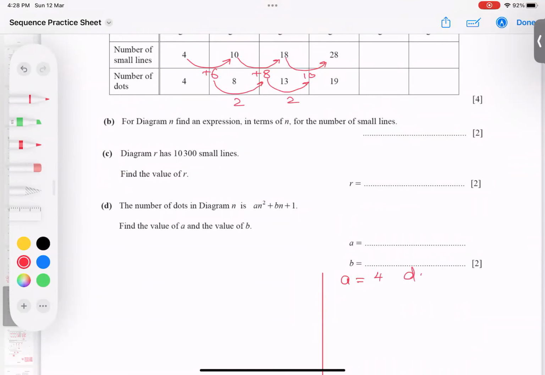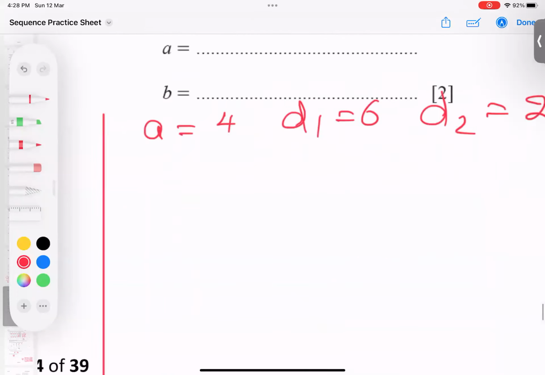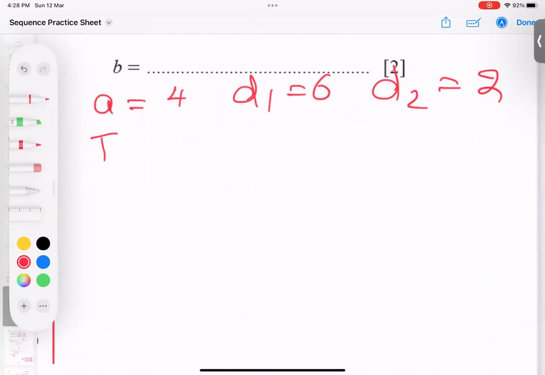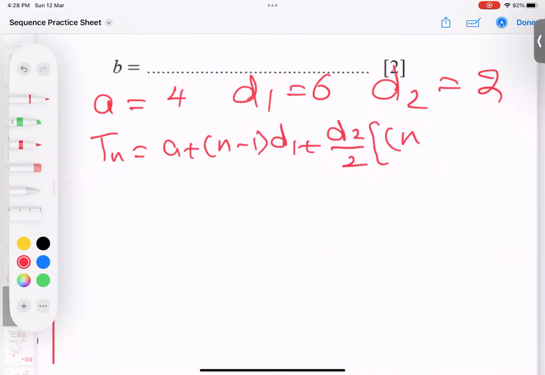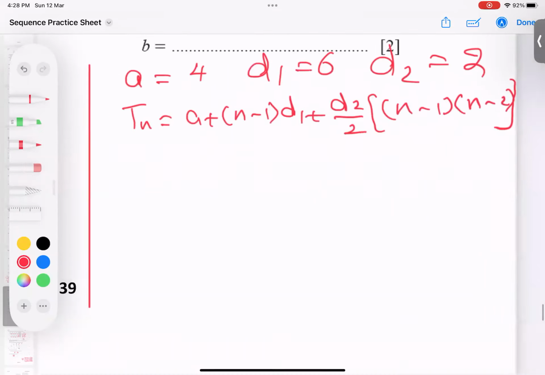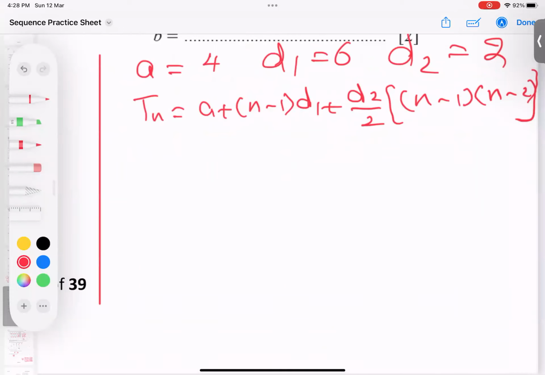What is D1? D1 is 6. What is D2? D2 is 2. And the formula, all of you are familiar with: Tn equals A plus (n minus 1) times D1 plus (D2 divided by 2) times (n minus 1)(n minus 2). It's a very long formula, but we've done it already in the previous lectures.